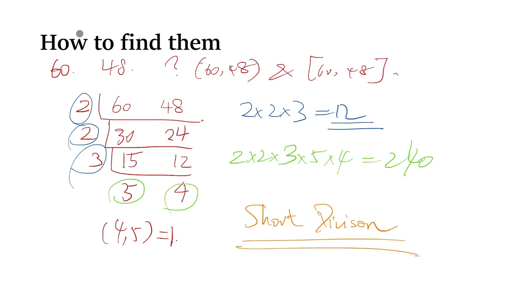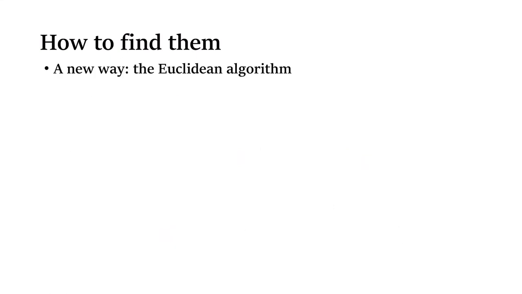Okay, so you have a name for this way to find the greatest common divisors and the least common multiples. Now let's go on. Actually, there's a new way to find the GCDs: the Euclidean algorithm. What does it say? So now let's begin expressing it.